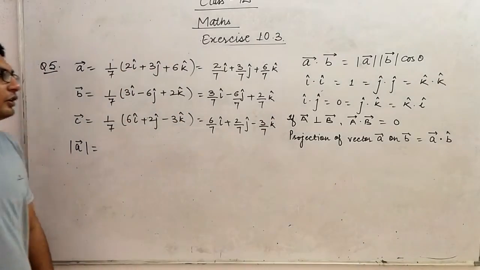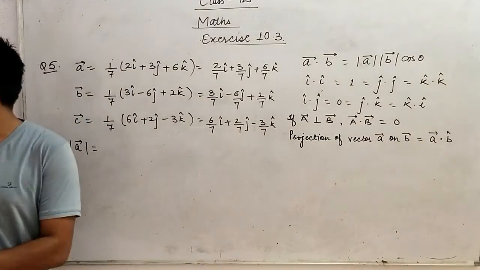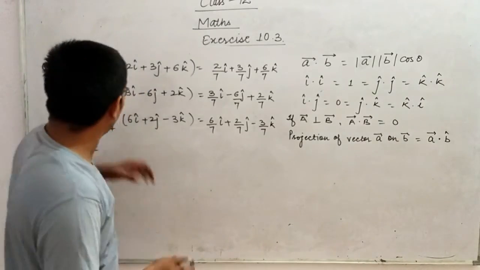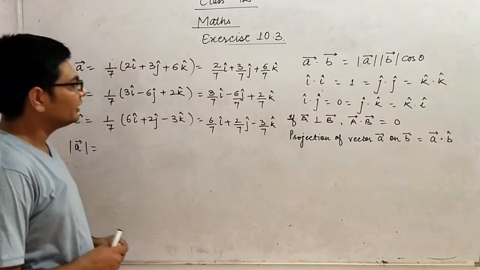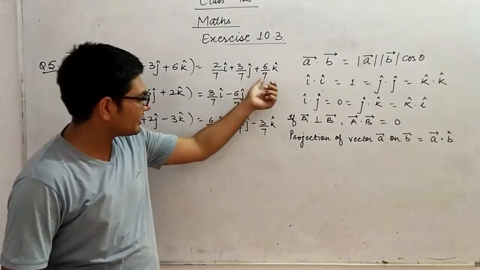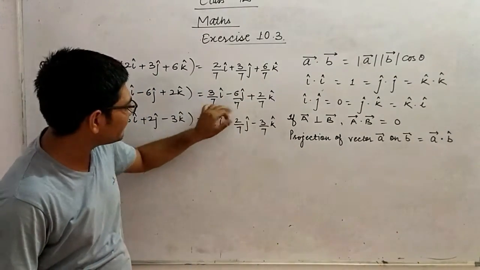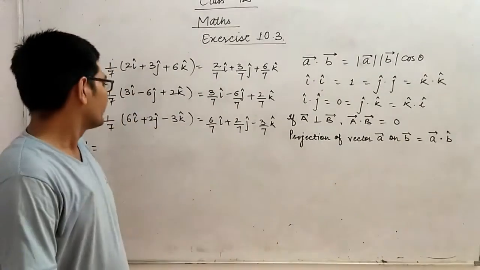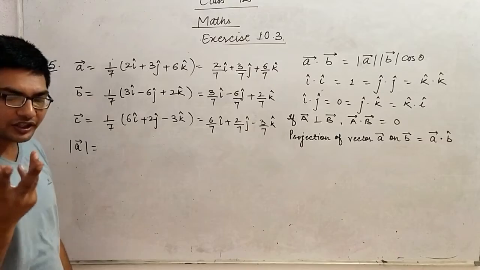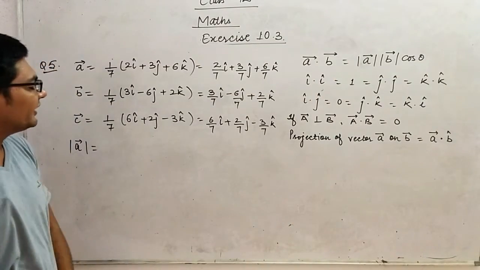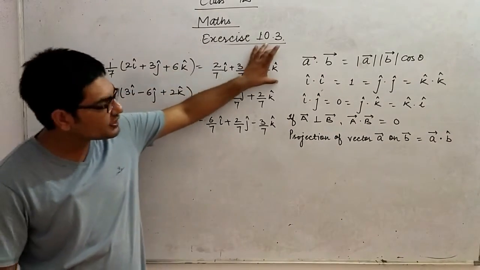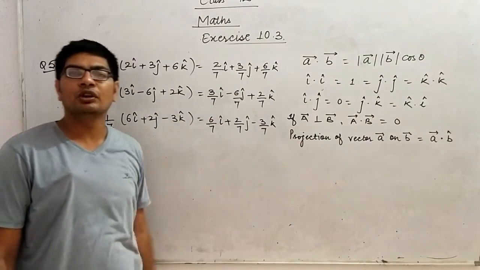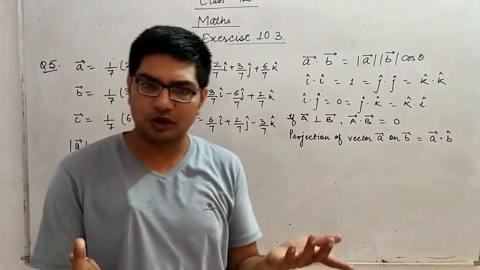Okay, this question is actually very easy, dear. In every part, whether it is vector A, vector B or vector C, the components are 2 by 7, 3 by 7 and 6 by 7; 2 by 7, 3 by 7 and minus 6 by 7; 6 by 7, 2 by 7, minus 3 by 7. So that is going to give you a hint. What is that hint? If the magnitude of this vector is 1, then their magnitude will also be 1. Why? Because we are going to square and add the same quantities.